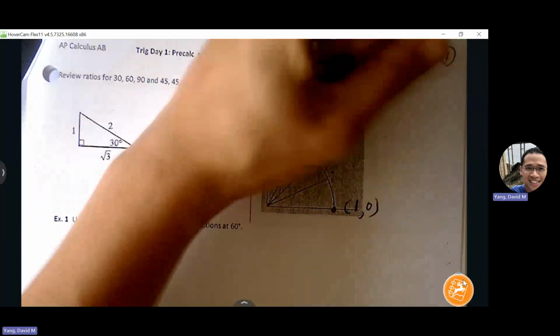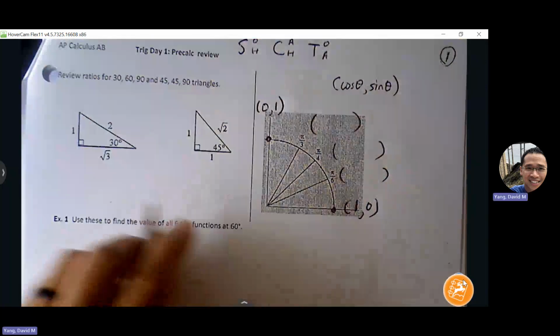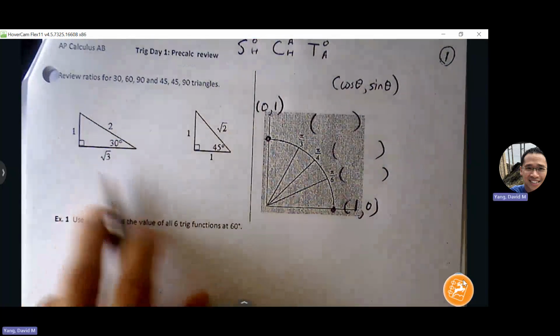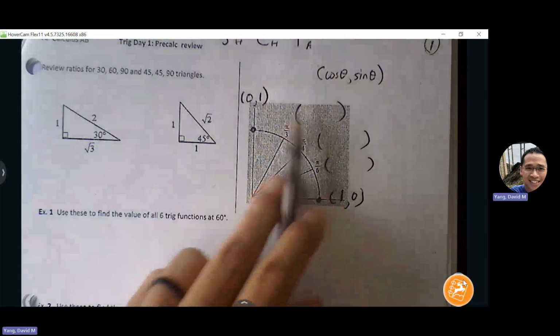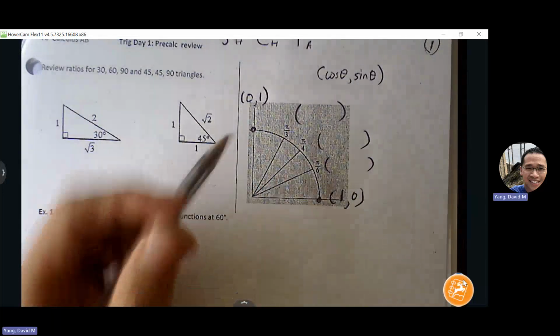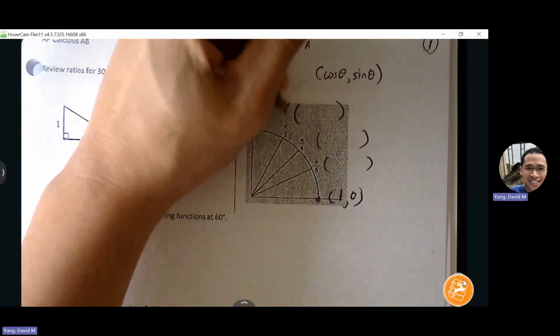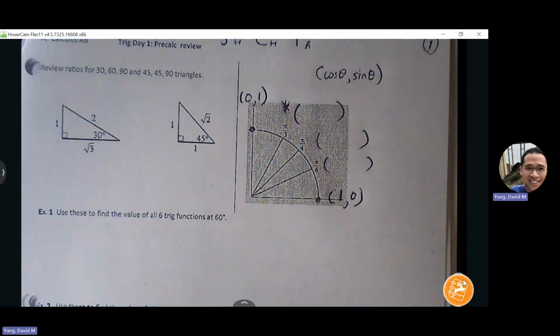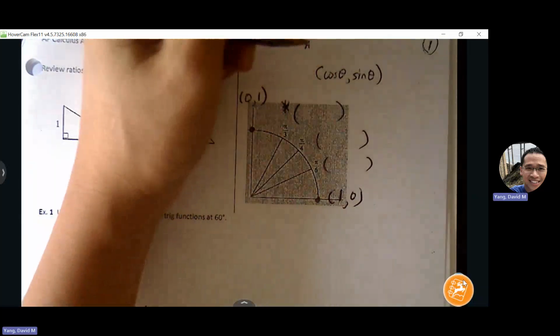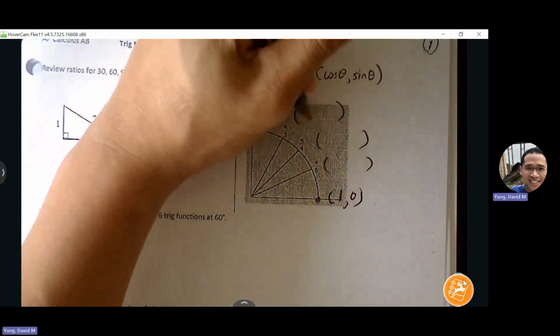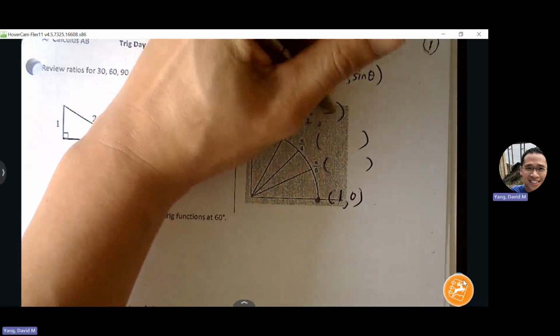So all your ordered pairs are based off of these special right triangles here. I like to build this pattern where I start at the upper left corner of all my ordered pairs, and also everything is over 2.